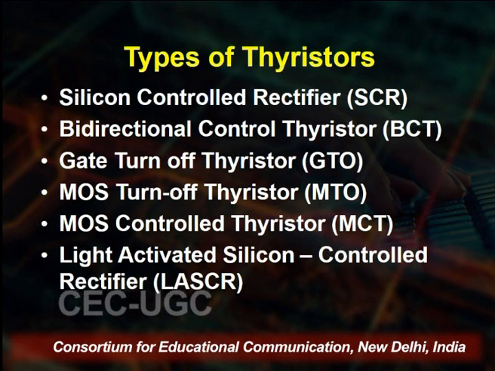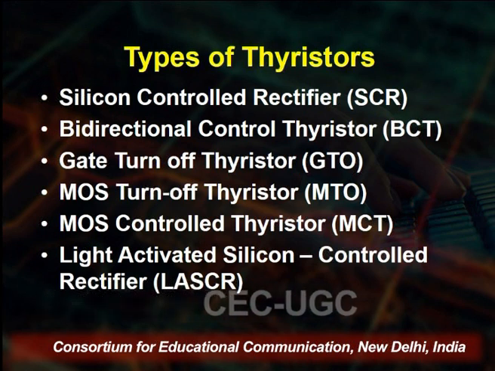We define some of the types of thyristor here. First, as we discussed, the silicon control rectifier. Second is the bidirectional control thyristor, that is BCT. And next is the gate turn off thyristor, that is GTO.